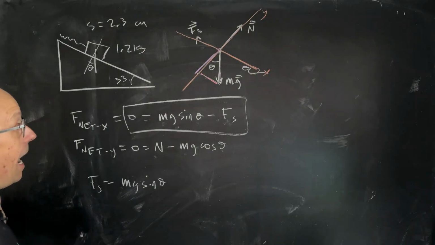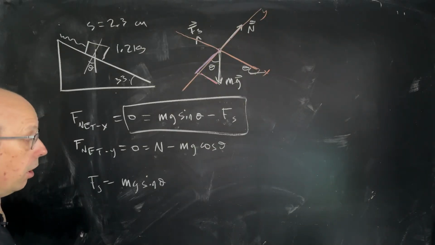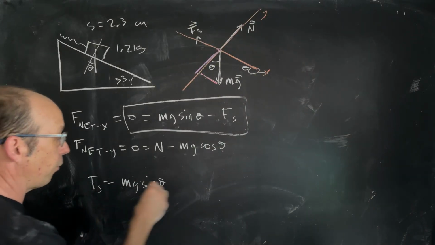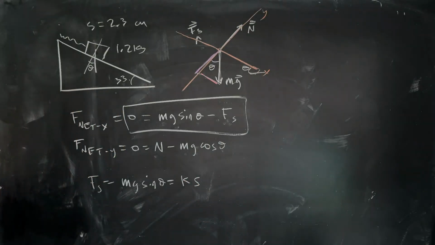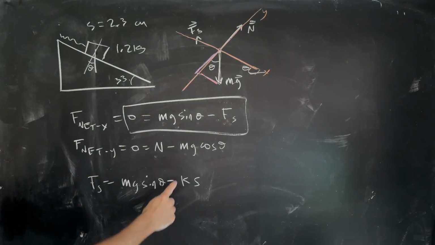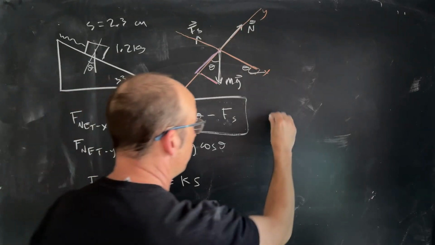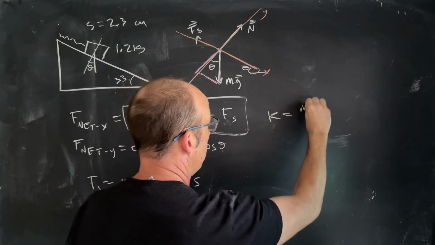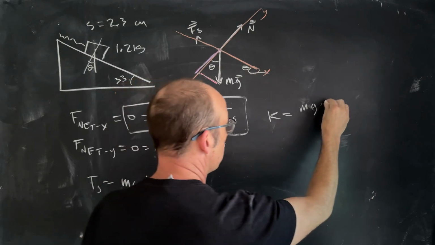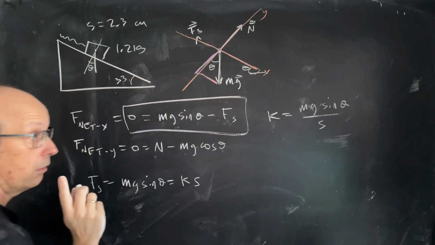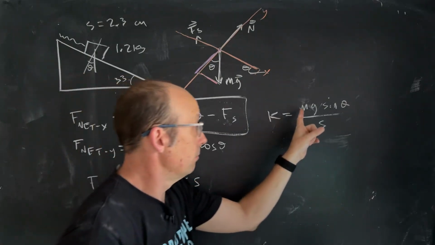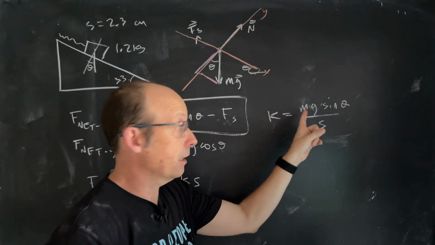Well, I can now also use Hooke's law. So Hooke's law says the spring force is equal to k, the spring constant, times s, the stretch. I know s and I want to find k, so I can just divide both sides by s, and I get the following: k equals mg sine theta over s.